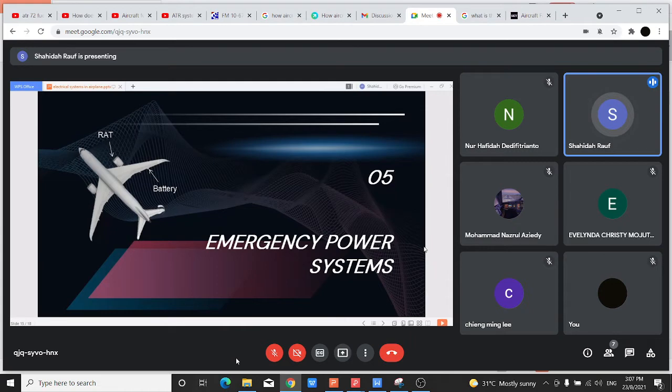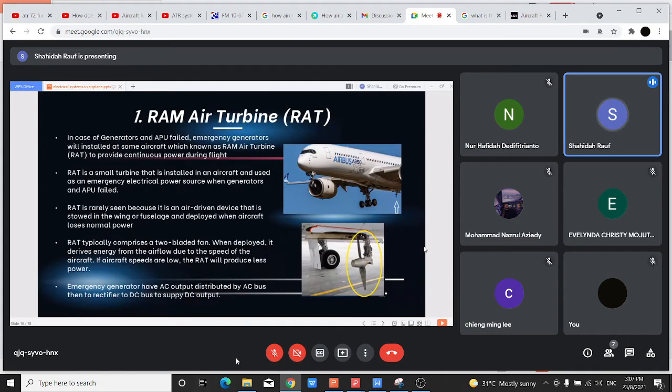Okay, the last one is emergency power systems. In case the generators and APU fail, emergency generators will be installed on some aircraft, known as ram air turbine or RAT, to provide continuous power during flight. RAT is a small turbine that is installed in an aircraft and used as an emergency electrical power source when generators and APU fail. RAT is rarely seen because it is an air-driven device that is stored in the wing or fuselage and deployed when the aircraft loses normal power.